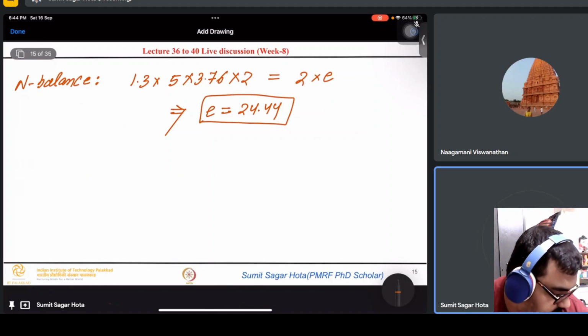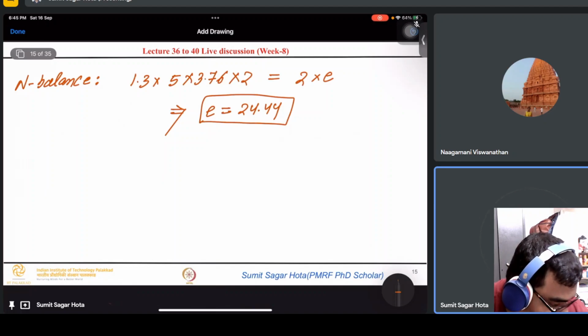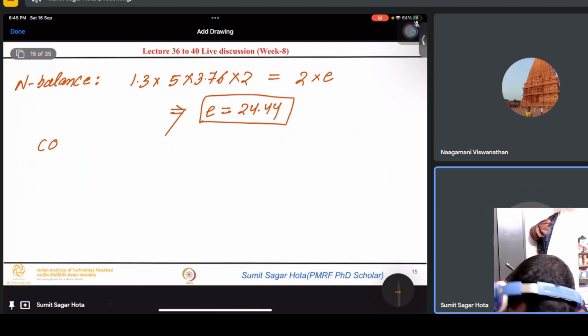Now you have to find out the mass. CO2, H2O, O2, N2, all these masses you have to now find out. So for CO2, mass balance you have to do. Mass analysis.